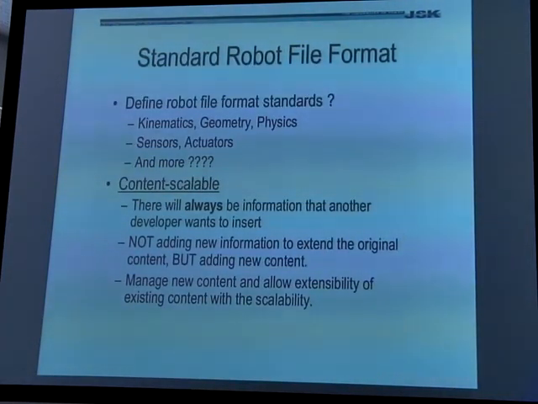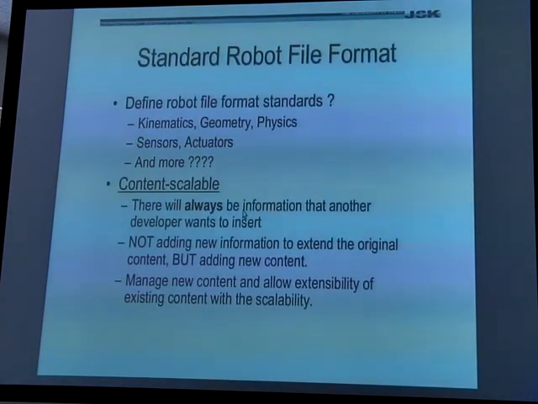I think there are two ways to define the robot format. So the first idea is to define the robot file format standard. For example, we look at the kinematics and geometry and physics, and for example, sensors, actuators. But from our experience, we found out that even if we try to carefully select the information used for the robot standard format, there will always be information that another developer wants to insert.